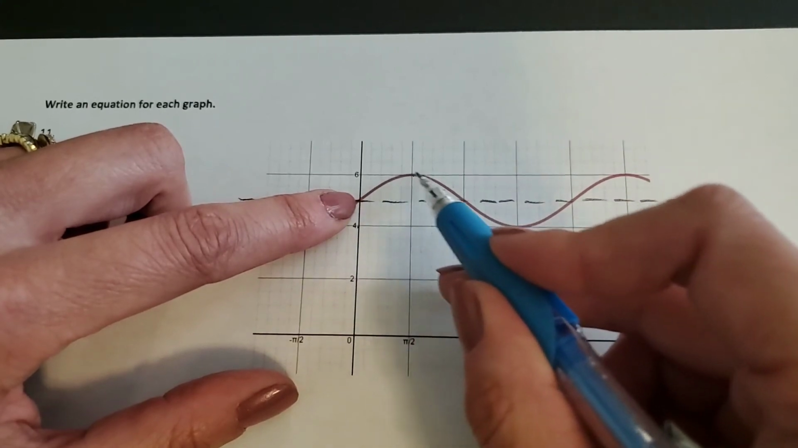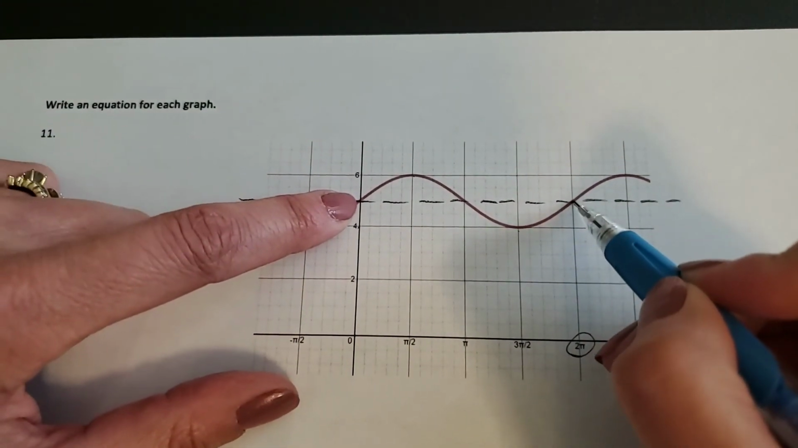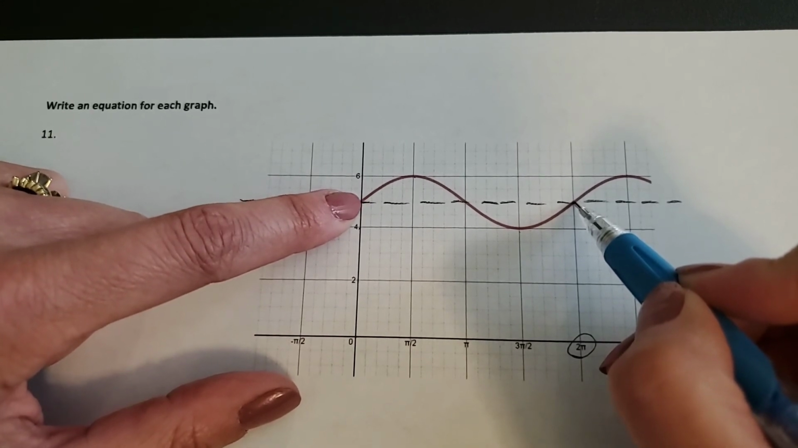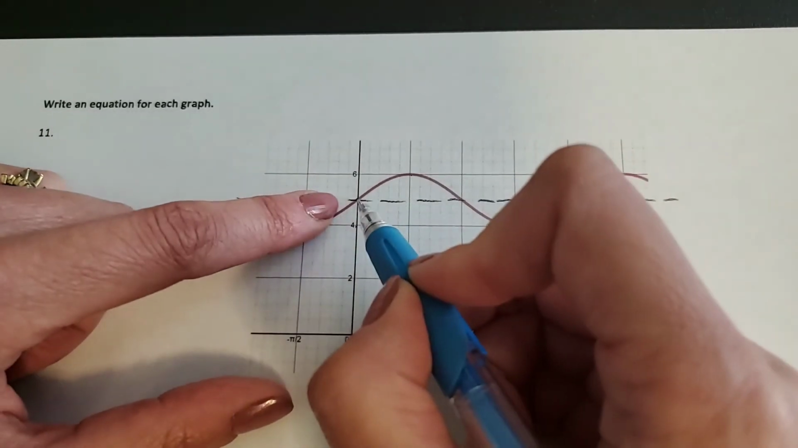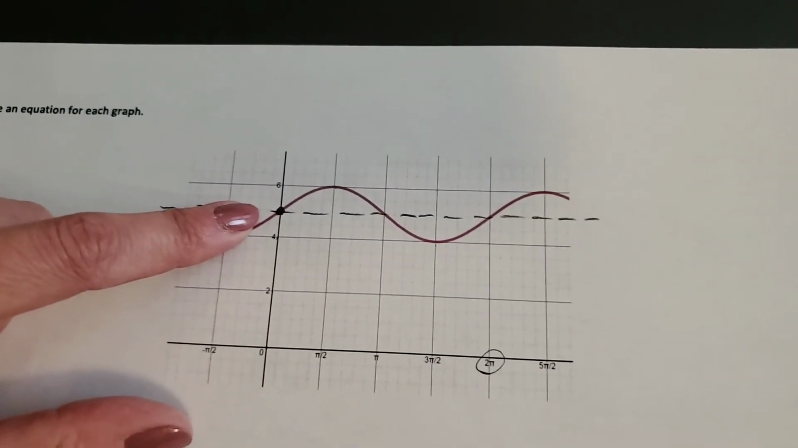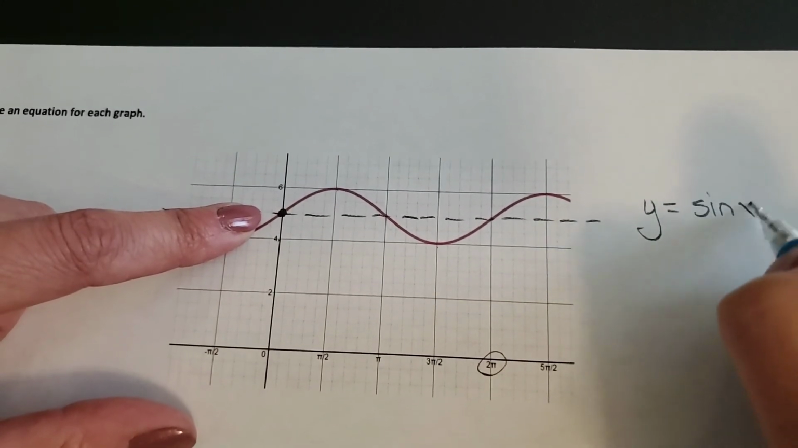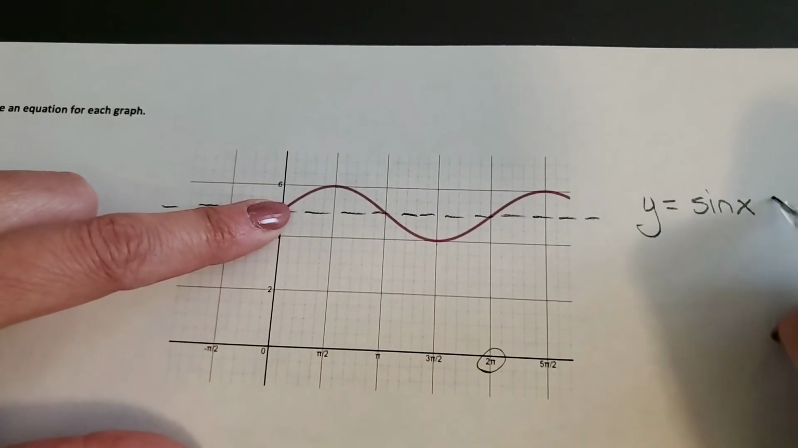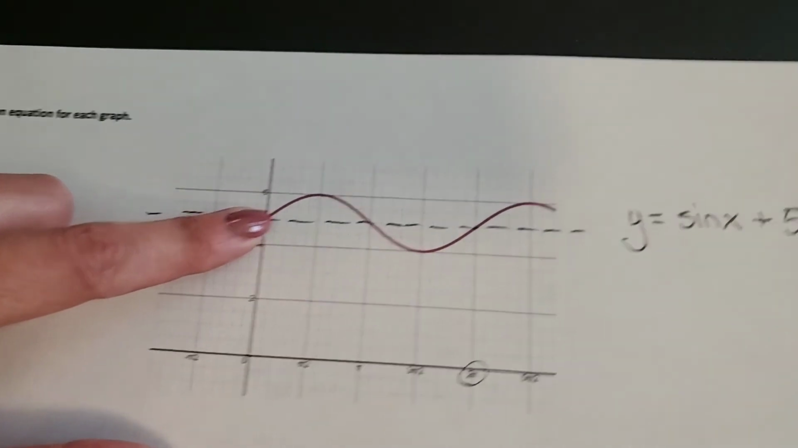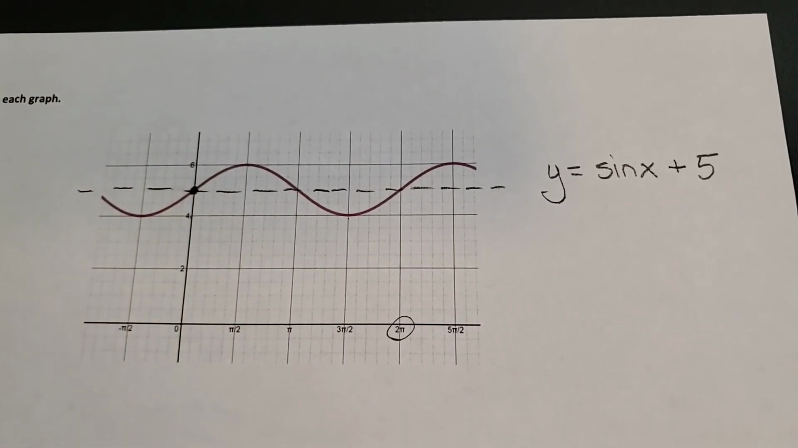And then take a look here. Notice I finished one cycle in 2 pi radians. That's good. And so what is that graph? Did I begin at a minimum, maximum, or 0? I began at a 0. So that's the sine function right there. That is the sine function shifted up 5. So plus 5. That is an equation for that graph. But guess what? That's not the only equation for that graph.